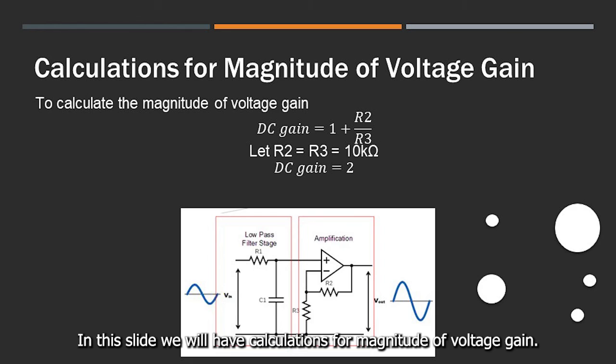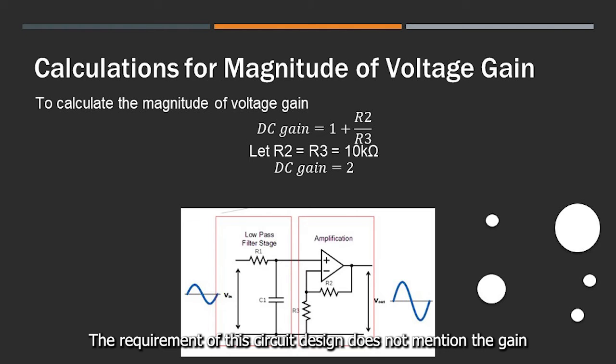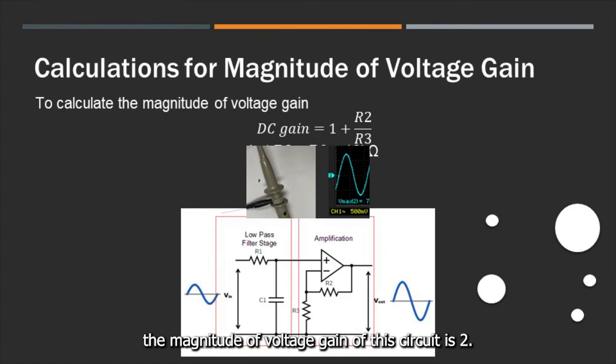In this slide, we have the calculation for the magnitude of voltage gain. To calculate it, the DC gain is equal to 1 plus R2 over R3. The requirement of this circuit design does not mention the gain, so I fixed both resistors at 10K. After applying the values into the formula, the magnitude of voltage gain of this circuit is 2.